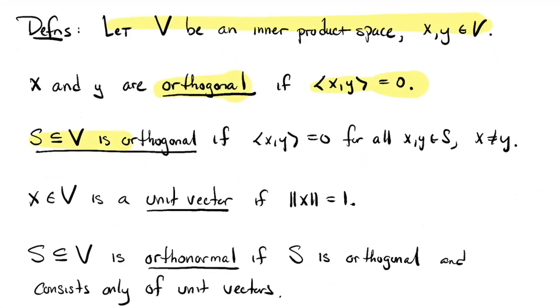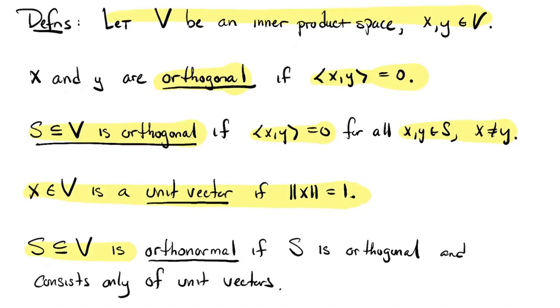A set of vectors is orthogonal if any two elements of it that are different are orthogonal. So S is orthogonal if every time you pick two vectors in S that are not the same, their inner product is 0. I'm going to call a vector a unit vector if it has norm 1. Its length is 1, familiar terminology from calculus.